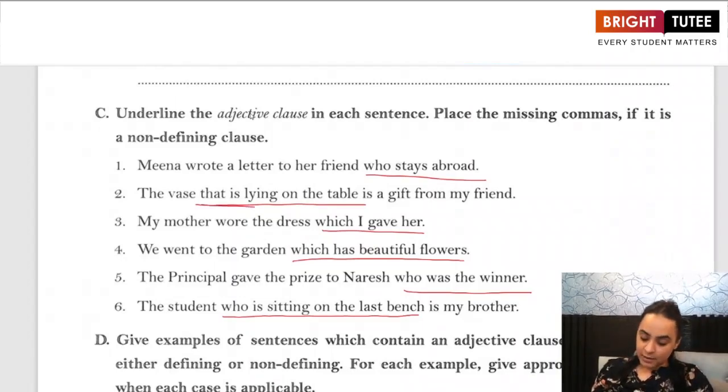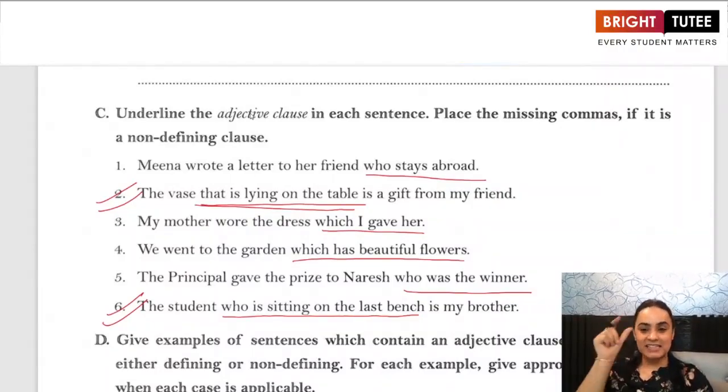In the sentence number 2, as well as the sentence number 6, my clause is defining because it is defining my antecedent very clearly. The vase that is lying on the table. It defines my antecedent. What is my antecedent? The vase. So this is defining my antecedent, so it is a defining clause and I am not going to put a comma to differentiate my adjective clause. Look at the 6th sentence.